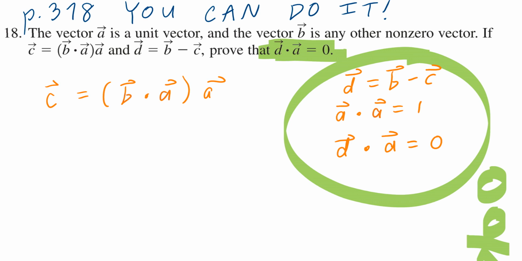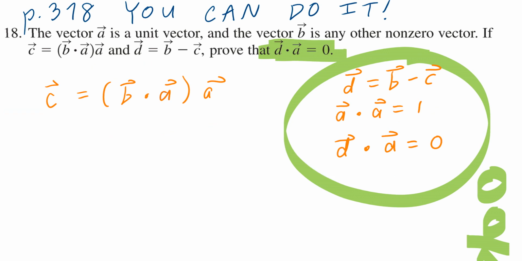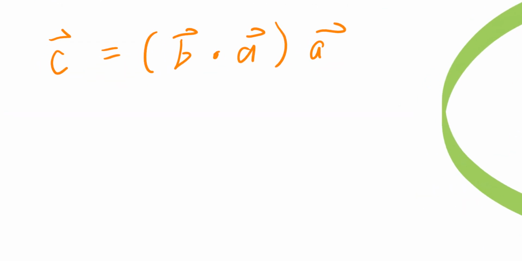Again, I don't want to go straight into this. Our goal is to isolate for vector D dotted to vector A, which we don't have yet. So that's something you want to think about. While you're doing this, we have to use the other parts in the given. For example, vector A is a unit vector, so when you dot vector A to itself, that's going to be 1. And think about the fact that vector D equals vector B minus vector C.